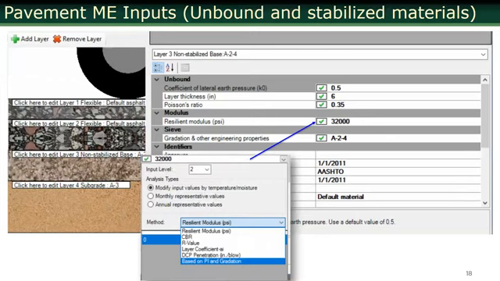So here's an example snapshot of an unbound material. These are the options that you can see. And you can actually calculate the resilient modulus from CBR, R value, layer coefficients, DCP number, and PI and gradation. There are some empirical relationships that are embedded into PavementME. You can calculate all that.